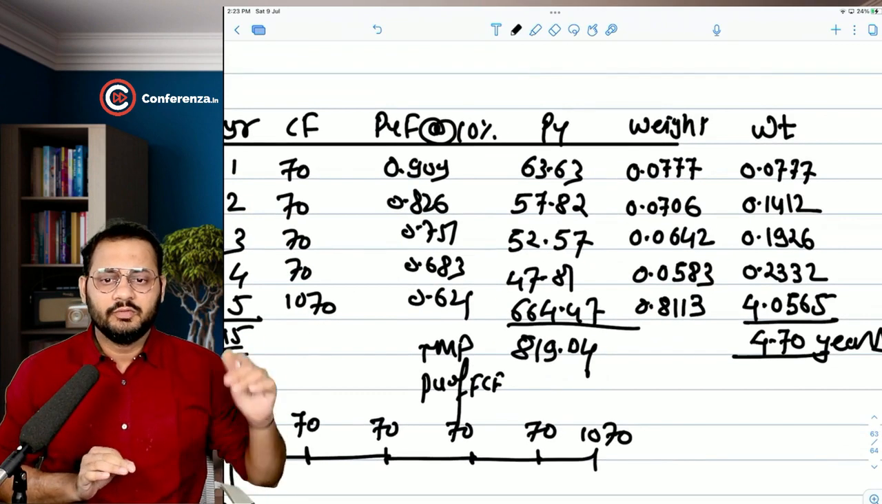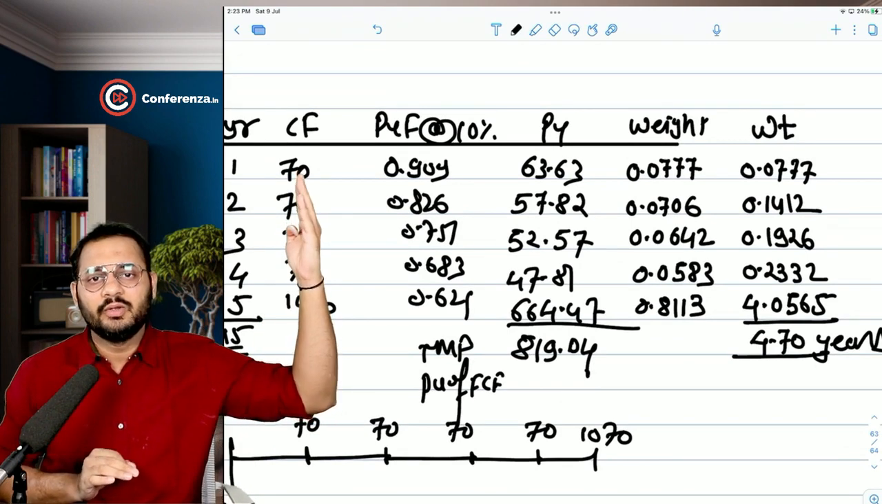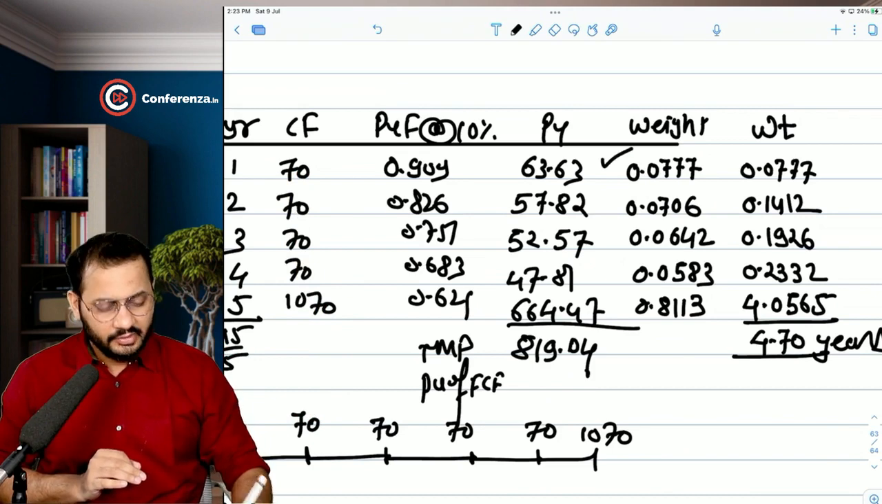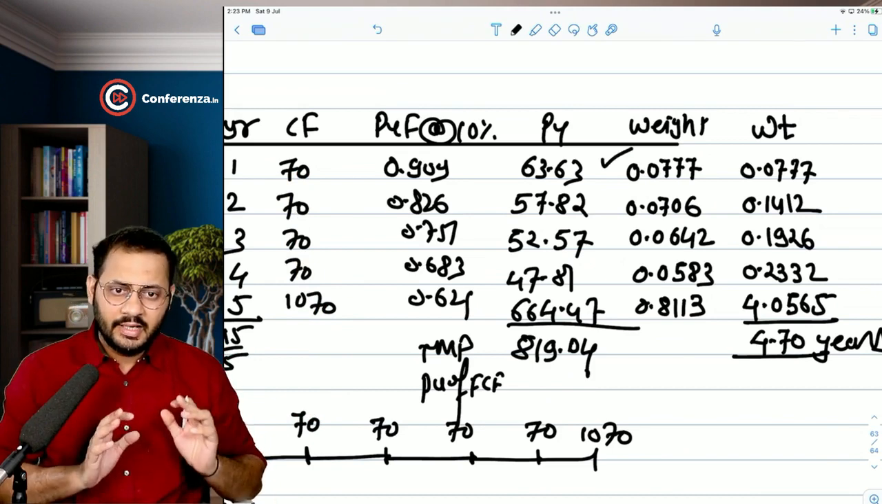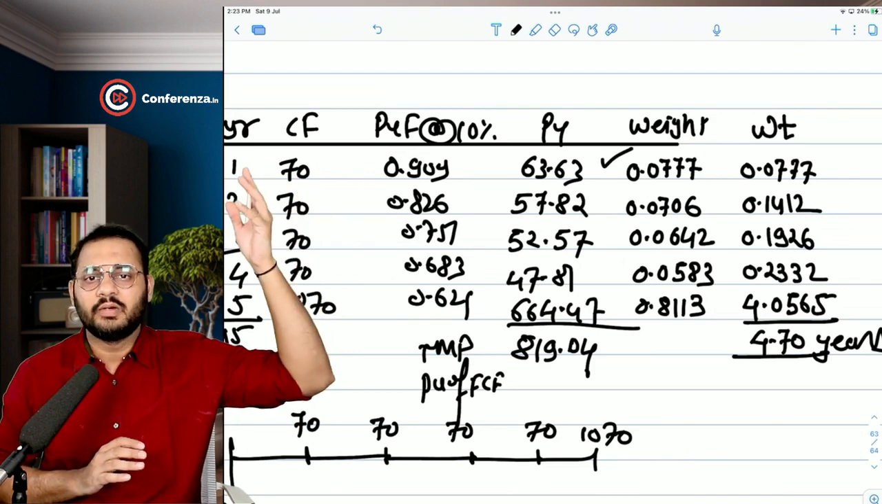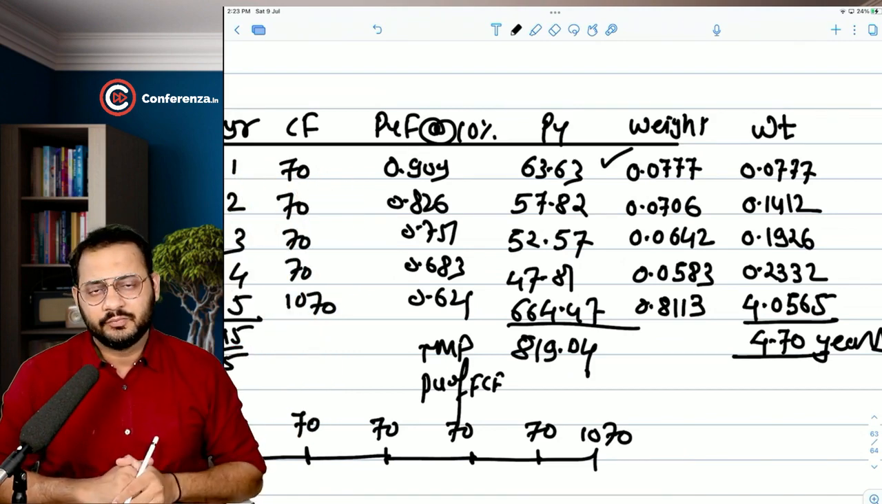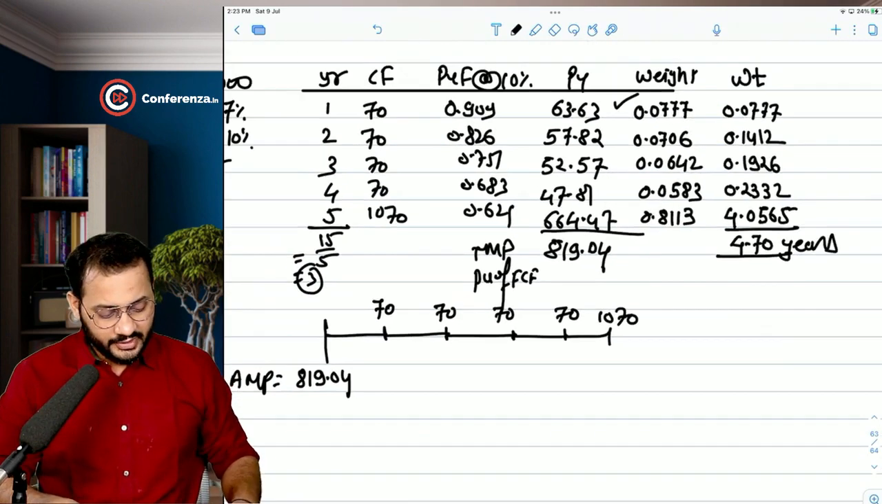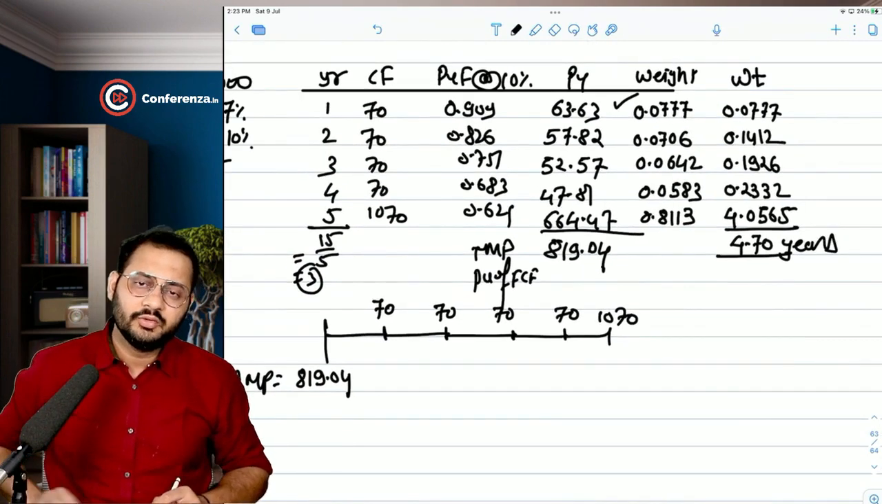Simple. If, for example, 1000 would have been received in the very first year, at that time the weight for this would have been higher, isn't it? And the first year would have received a higher weight. That weight multiplied by 1 would have been the same. So in that manner we can calculate the duration. Are you getting it? How did we calculate the duration?